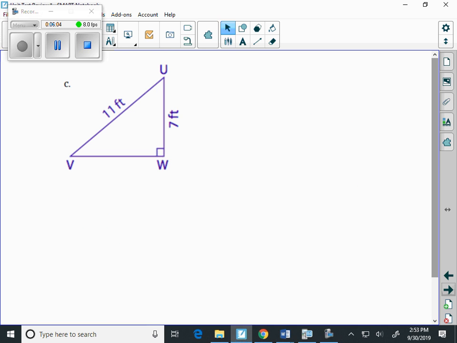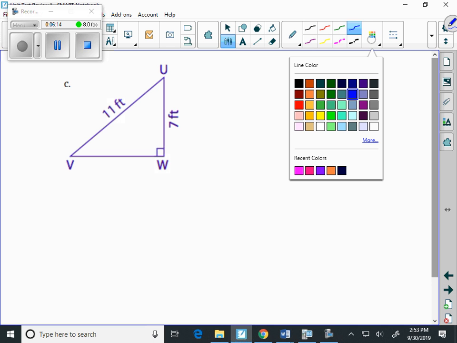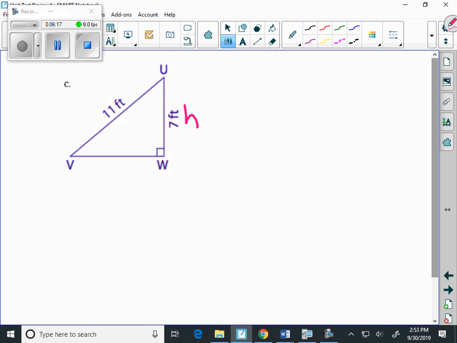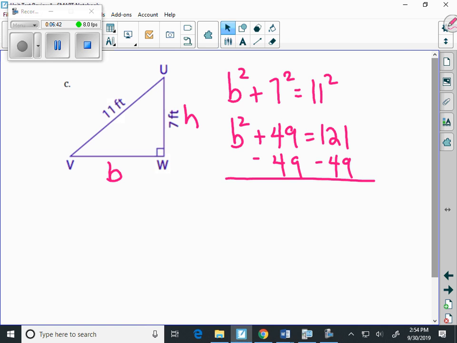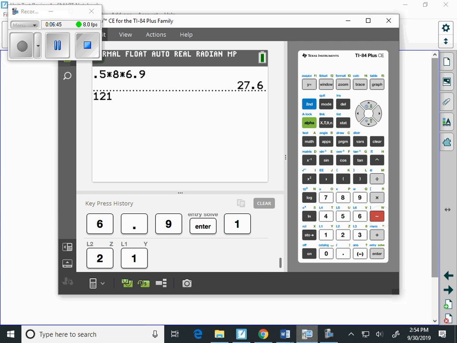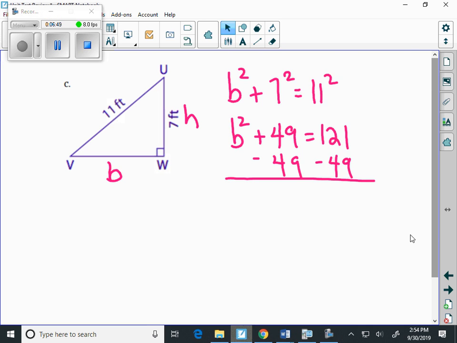It's the same process here as we look at letter C. The nice part on letter C here is that it is a right triangle, so we actually already know the height of this triangle. I'm going to call it 7. We want to figure out the base, so I'm going to call this B. I'm going to use the Pythagorean theorem, and we have B squared plus 7 squared equals 11 squared. B squared plus 49 equals 121. Subtract 49 from both sides, so we have 121 minus 49 gives us 72.